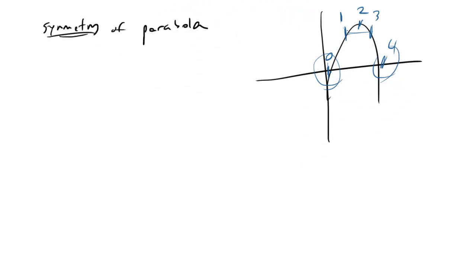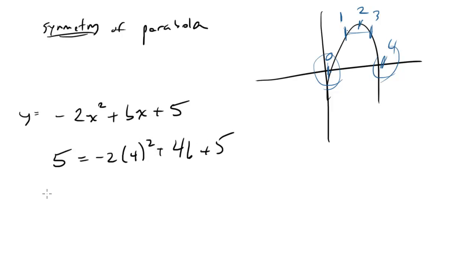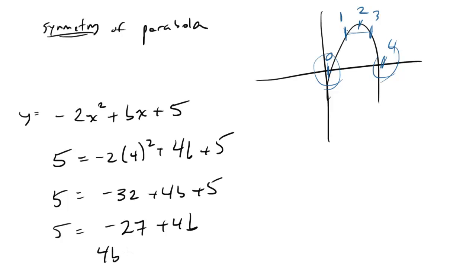So let's do that. My equation was negative 2x squared plus bx plus 5. So let me plug in 0. I plug in 0, this cancels, this goes away. All I'm left with is 5. And this must equal the value when x is 4. So I plug that in. I get negative 2 times 4 squared plus 4b plus 5. 5 equals, let's see, negative 32 plus 4b plus 5. So I get 5 equals negative 27 plus 4b. Add 27 to both sides, I get 4b equals 32. Divide both sides by 4, I get b equals 8, which is our answer.